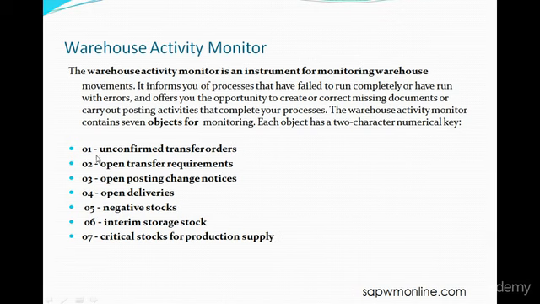Object 01 informs about unconfirmed transfer orders. 02 informs about open transfer requirements. 03 informs about open post change notices, then open deliveries, and so on. So we have 7 objects that SAP has defined as standard. We do not change this; we will use it as it is.